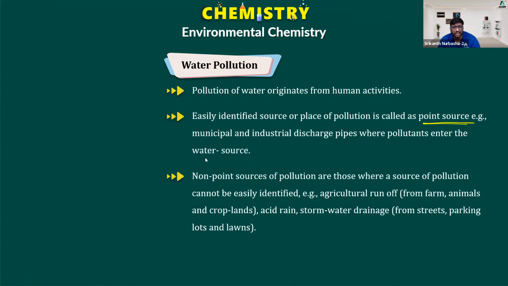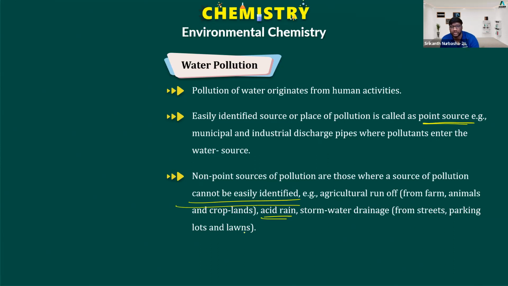Like you can see where the harmful water is actually mixing with the pure water or drinking water. Non-point source of pollution are those where the source of pollution cannot be easily identified. You cannot know where the pollution is actually happening, like agricultural runoff from farm, animals and croplands, acid rain, storm water drainage from streets, parking lots and lawns.